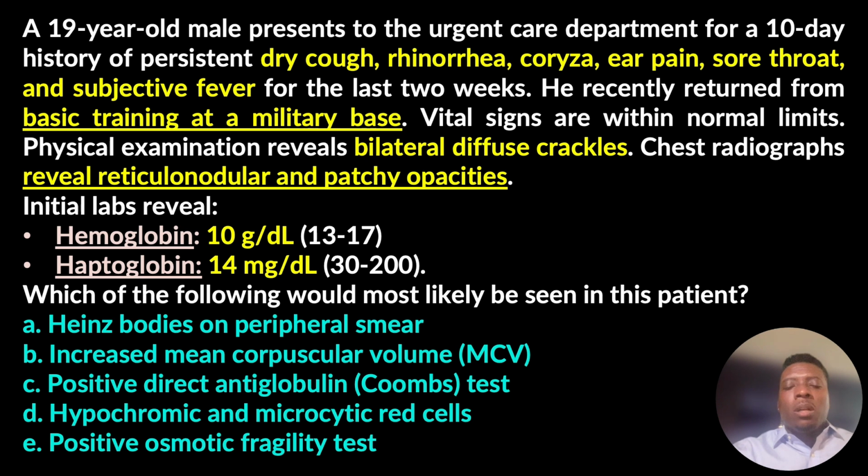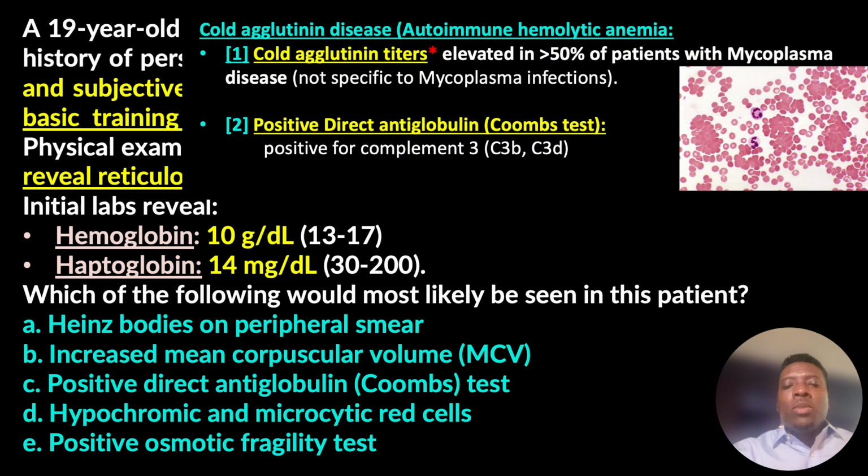which makes me think of a high suspicion of mycoplasma pneumonia. Remember that for mycoplasma pneumonia, 50% can also develop cold agglutinin disease, which means they can have either a cold agglutinin titer or a positive Coombs test specifically for complement 3, complement C3b and C3d, making the best answer here choice C.